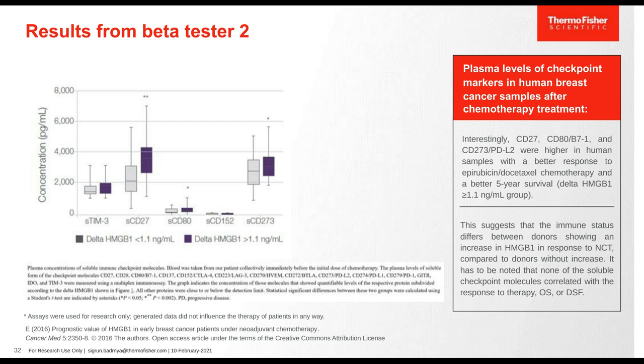Notably, soluble CD27, soluble CD80, and PDL2 correlated with the HMGB1 level and were increased in human samples with a better response to neoadjuvant chemotherapy and a better 5-year survival. So this suggests that the immune status differs between donors with increased HMGB1 levels in response to chemotherapy as compared to donors without increase, and further underlines the relevance of immune checkpoint marker monitoring to better adapt treatment strategies.